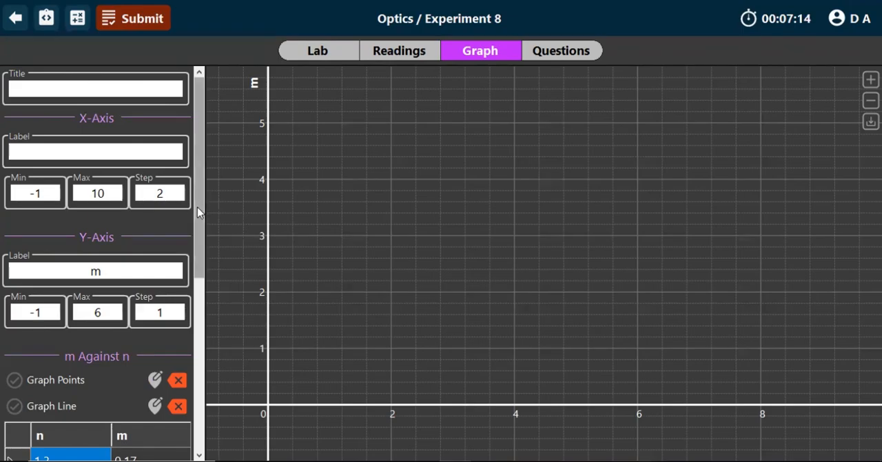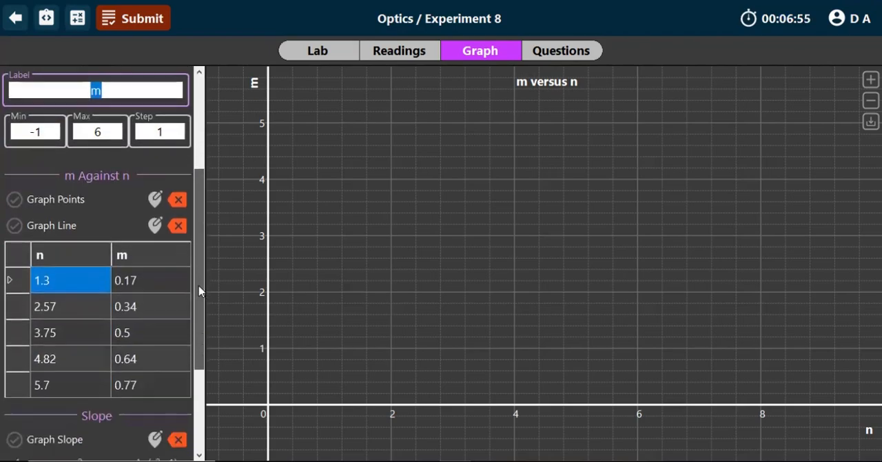So now let's talk about the graph. How do you go about plotting the graph? You start with the title. In this case, I'm plotting M against N. Then what about the x-axis? The label is N. What about the y-axis? It is M. Okay, what about the range?